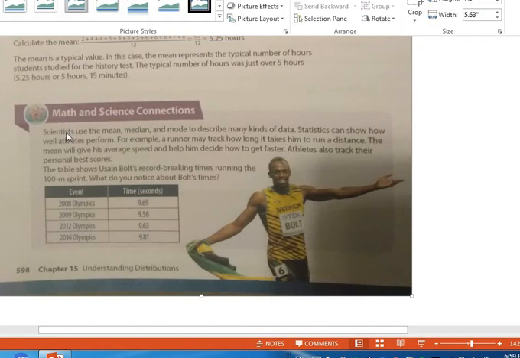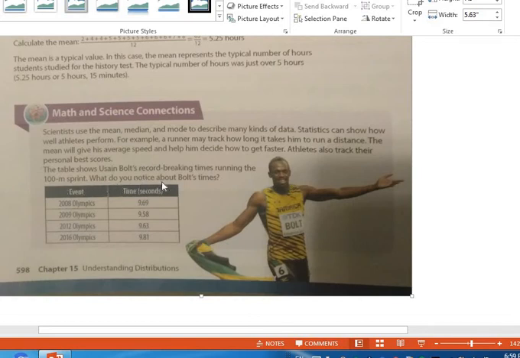Do you know that scientists use the mean, median, and mode to describe many kinds of data? Statistics can show how well athletes perform. For example, a runner may track how long it takes him to run a distance. The mean will give his average speed and help decide how to get faster. Athletes also track their personal best scores. The table shows Usain Bolt's record-breaking times running the 100 meter sprint.